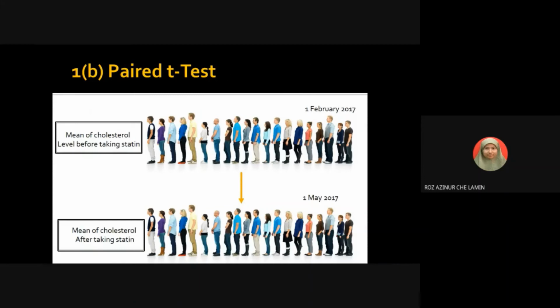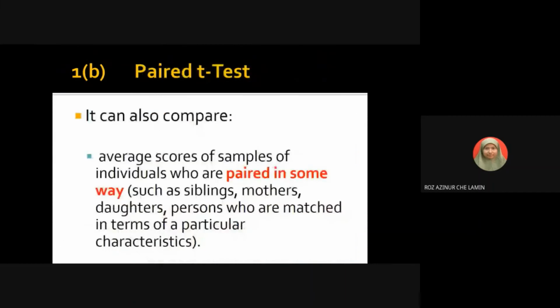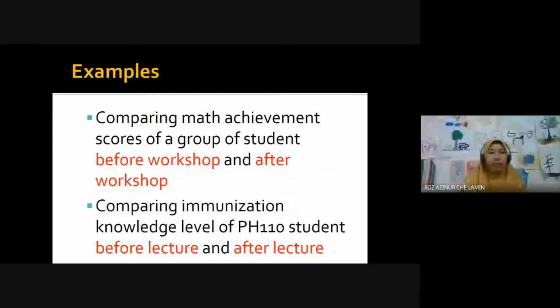This is the mean cholesterol level before taking the statin, in February, and a few months later, the mean cholesterol after taking the statin. The same person but different treatment, before and after treatment. The paired t-test can also be used to compare the average score of a sample of individuals who are paired in some ways, such as siblings, mothers and daughters, or persons who are matched in terms of a particular characteristic. I think you can read this example in your lecture notes.